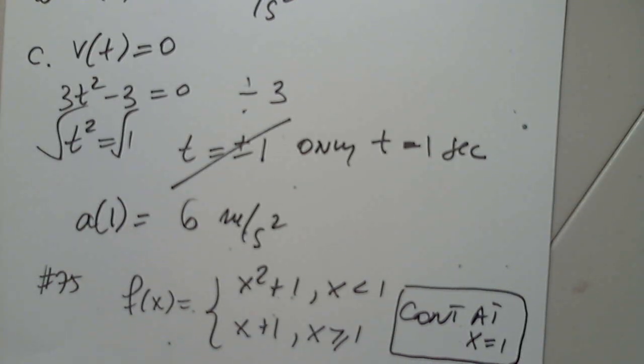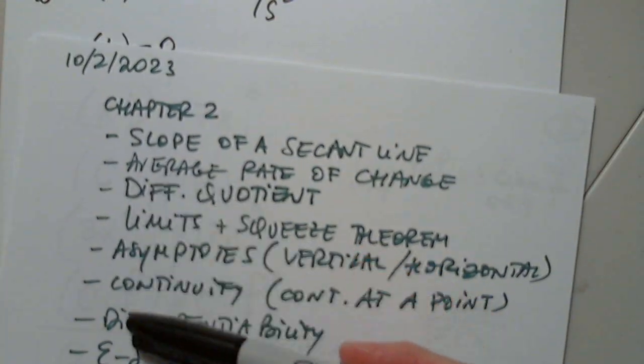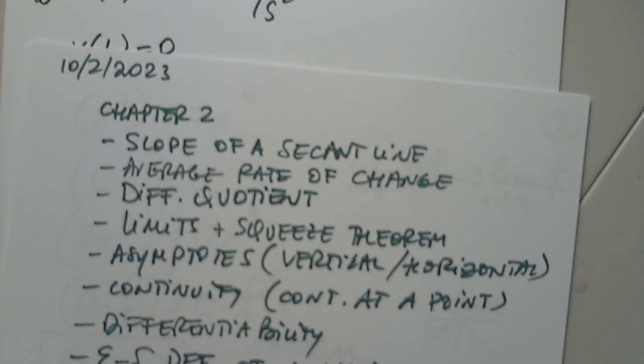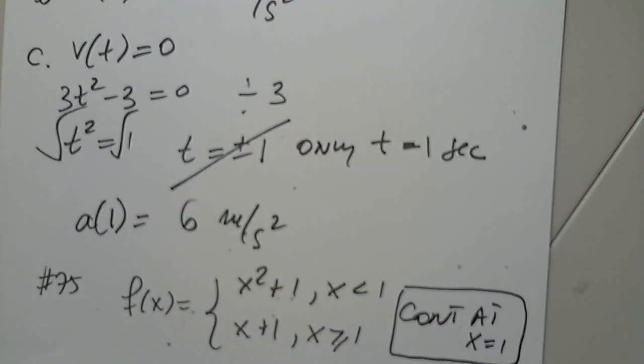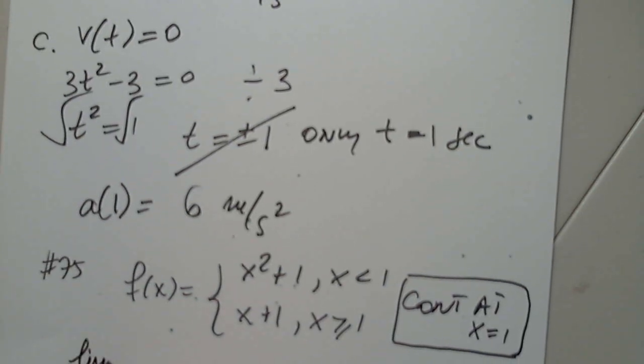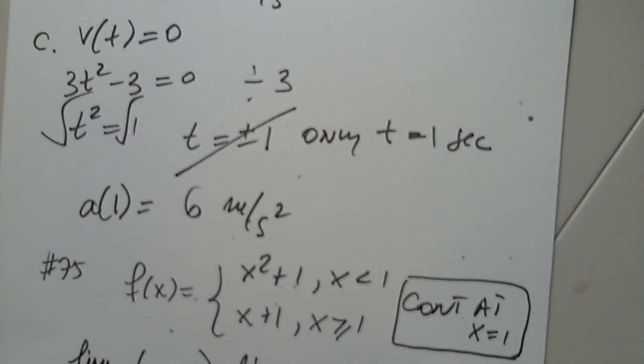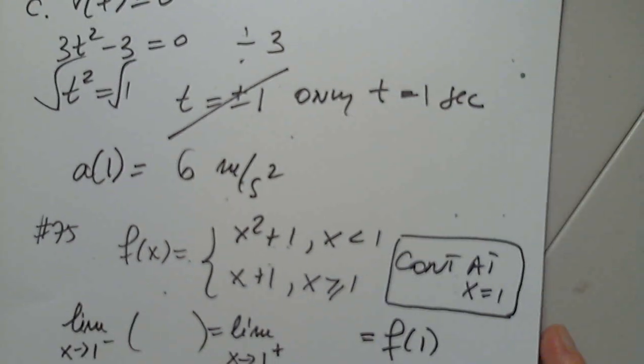Anyone remind us, this is what I please ask you to always keep in the back of your mind. This is what we started in chapter 2, and this is continuity at a point. Very important. Since we had the test today, can anyone tell us the definition of continuity at a point? The limit of f of x as x approaches a from the left is equal to the limit of f of x as x approaches a from the right, which is equal to f of a. Excellent. Yes, awesome.